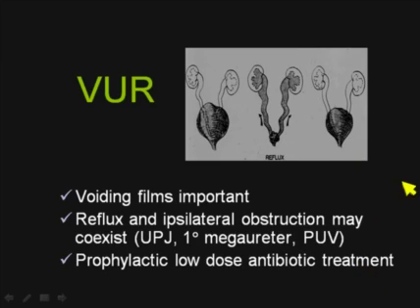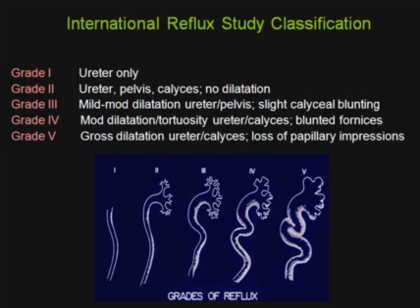Now, voiding films are important because some children only reflux during voiding. Remember that reflux and ipsilateral obstruction may coexist, so that there could be a ureteropelvic junction obstruction, there may be a primary megaureter, posterior urethral valves, and at the same time, the patients may have reflux. Reflux is generally treated with a prophylactic low dose of antibiotics. The International Reflux Study classification is applied as we do VCUGs.